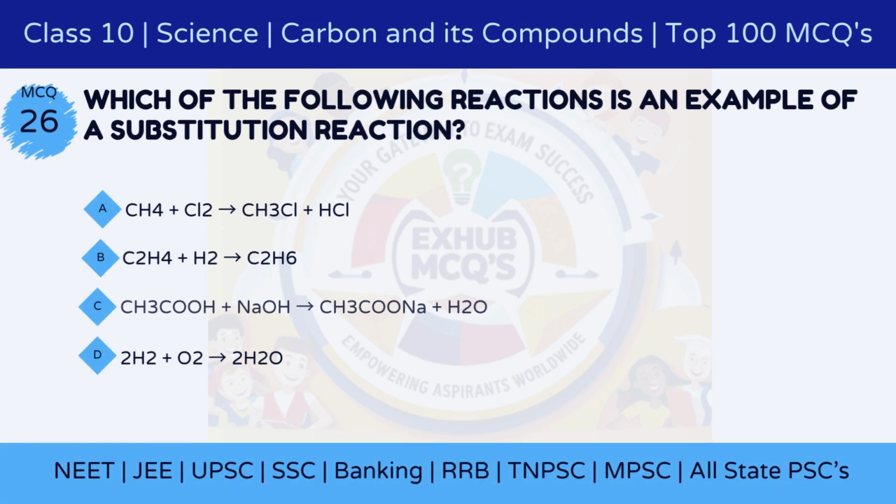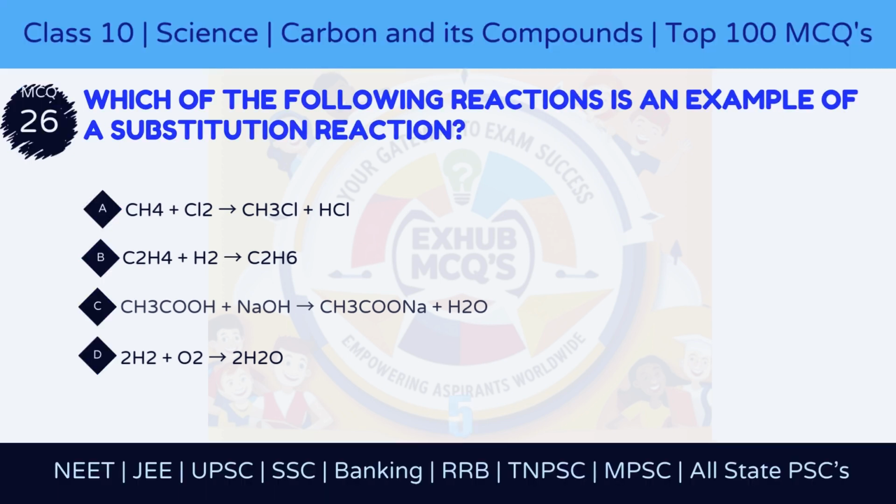MCQ 26. Which of the following reactions is an example of a substitution reaction? Option A, CH4 plus Cl2 gives CH3Cl plus HCl. Option B, C2H4 plus H2 gives C2H6. Option C, CH3COOH plus NaOH gives CH3COONa plus H2O. Option D, 2H2 plus O2 gives 2H2O.